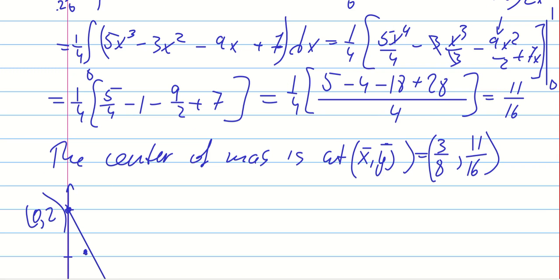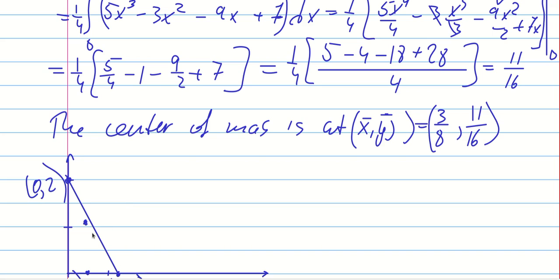Over here, right? That's our x bar, y bar. 3/8 and 11/16. All right, so that concludes this long lecture with a lot of calculations. And next time we move to the vector fields. See you next lecture.